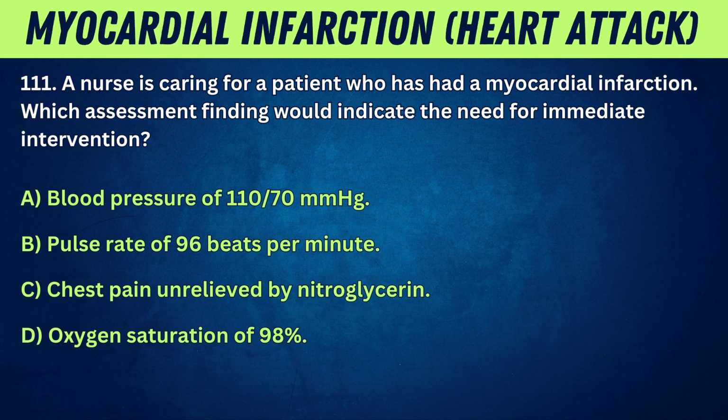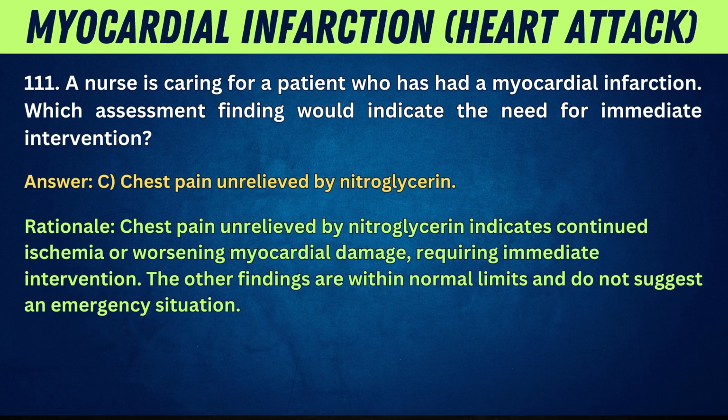111. A nurse is caring for a patient who has had a myocardial infarction. Which assessment finding would indicate the need for immediate intervention? A. Blood pressure of 110/70 mmHg. B. Pulse rate of 96 beats per minute. C. Chest pain unrelieved by nitroglycerin. D. Oxygen saturation of 98%. Answer: C. Chest pain unrelieved by nitroglycerin.